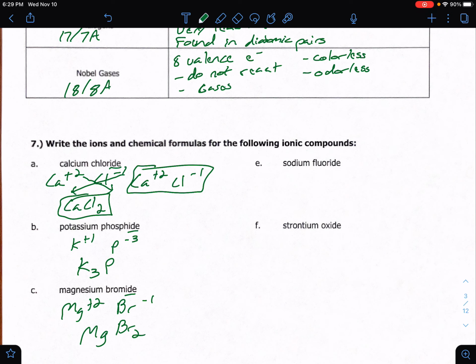My next one is going to be sodium fluoride, so this would be Na with a +1, and then fluorine with a -1. Now these numbers already match, so I don't have to do crisscross or anything. You just put them together.